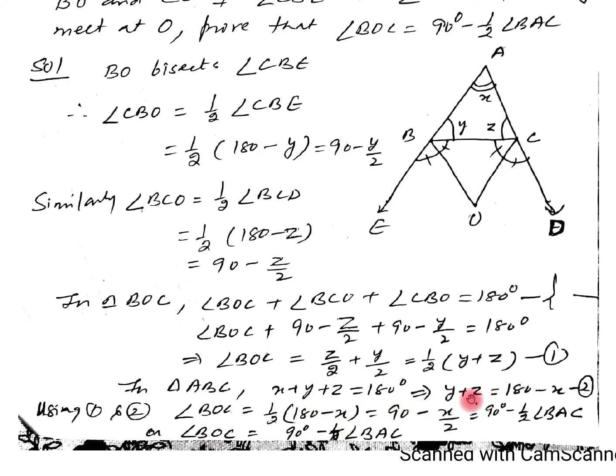Then again using 1 and 2, now in this I can put the value of Y plus Z equals 180 minus X. So then it becomes angle BOC equals half of 180 minus X. Then simplifying, it is 90 minus X by 2. Then this is equal to 90 minus half angle X, meaning angle BAC. This proves angle BOC equals 90 degrees minus half angle BAC.